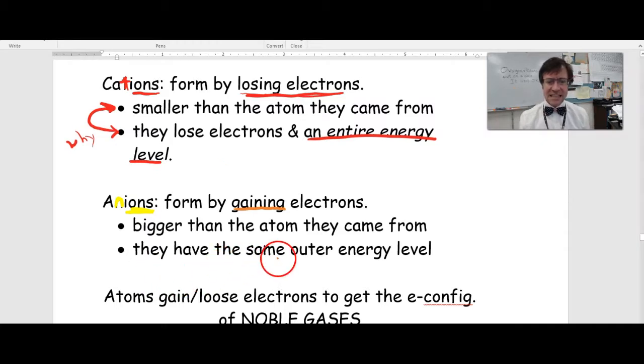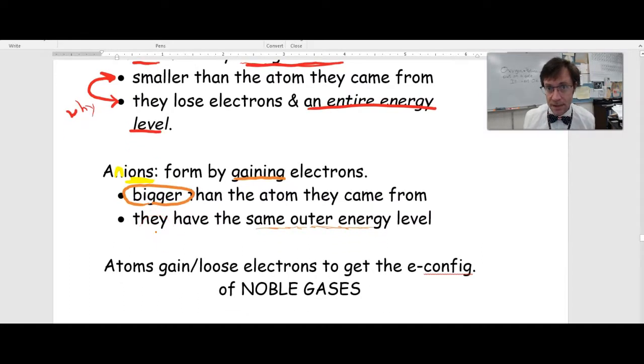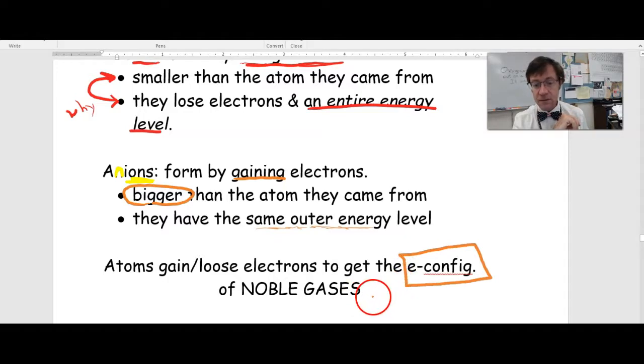So they have the same outer energy level, and all the electrons are being shoved into it, and that makes a negative ion bigger than the atom that it came from. I hope that makes sense because you're just adding stuff to it. Now, the thing is that atoms gain and lose electrons to get the electron configuration of noble gases. This is a clutch thing to get inside your head.